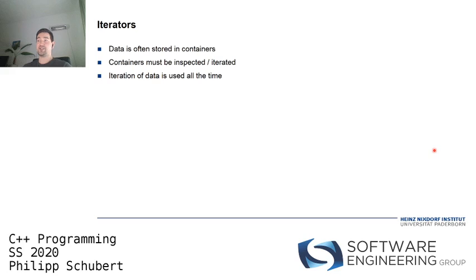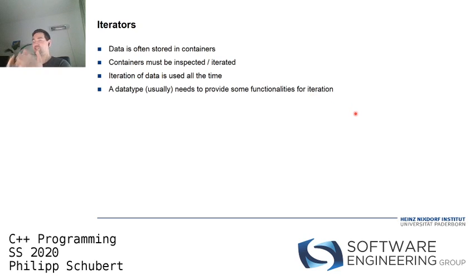And iteration of data is used all the time. And a data type usually needs to provide some functionalities for iteration. So when you craft your own data type, you must be able to inspect the elements, of course. Otherwise, your container would not be of much use, right? If you just put things in the container, but you could never look at them, that would be very unfortunate and not very useful.